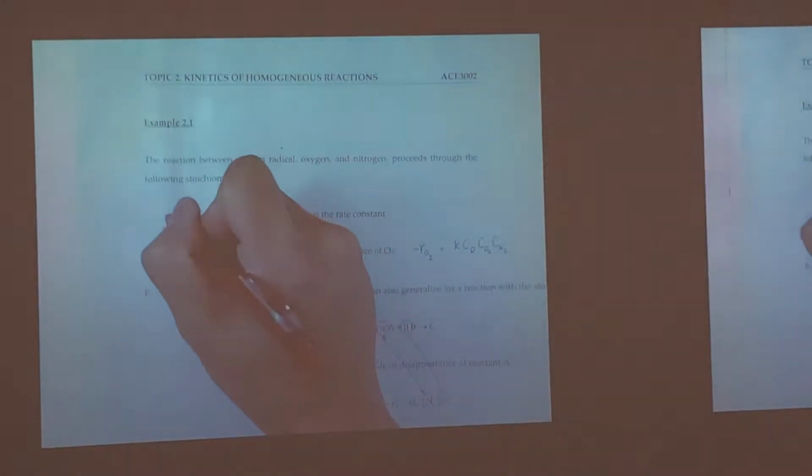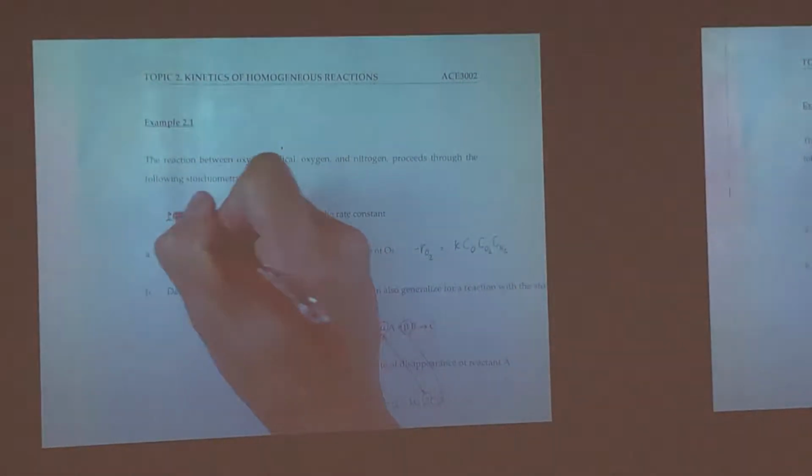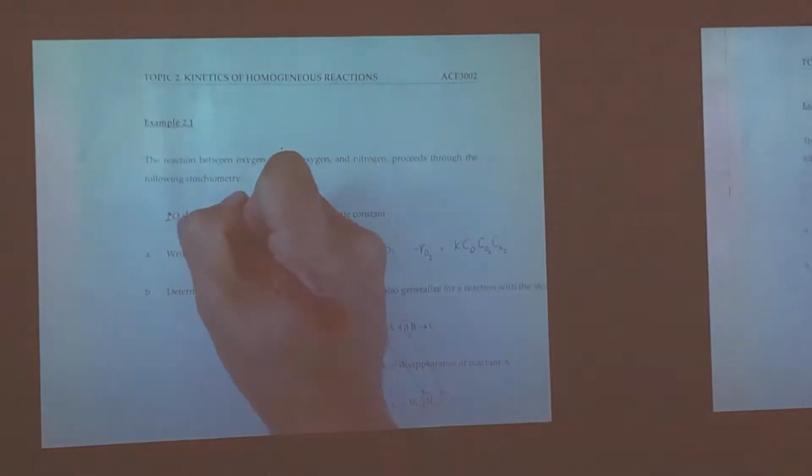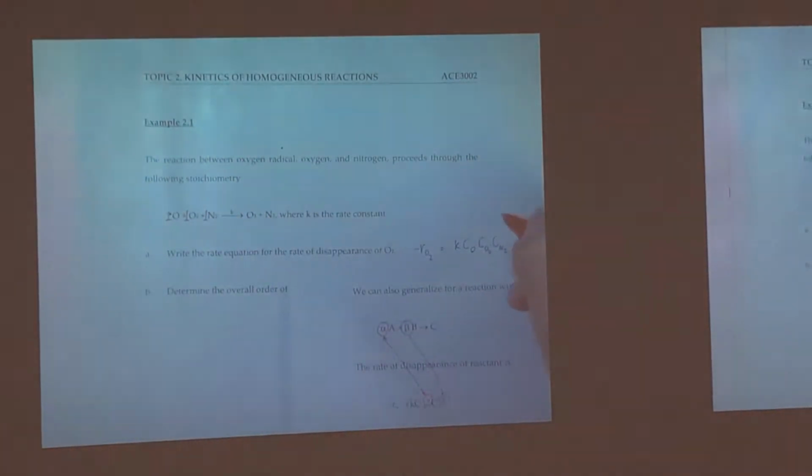So the stoichiometric number is 1 to 1 to 1. It will be 1, 1, and 1 here. Okay, this one I will move slowly, but later on we have an interesting question for you to look through.